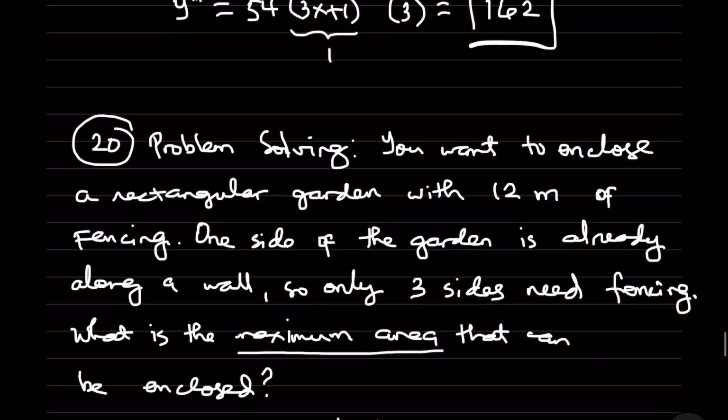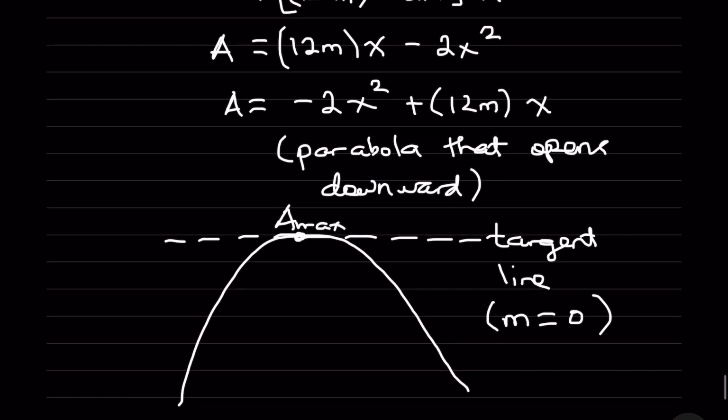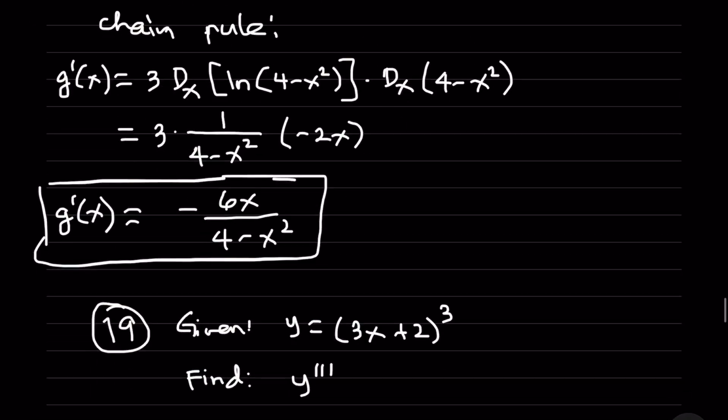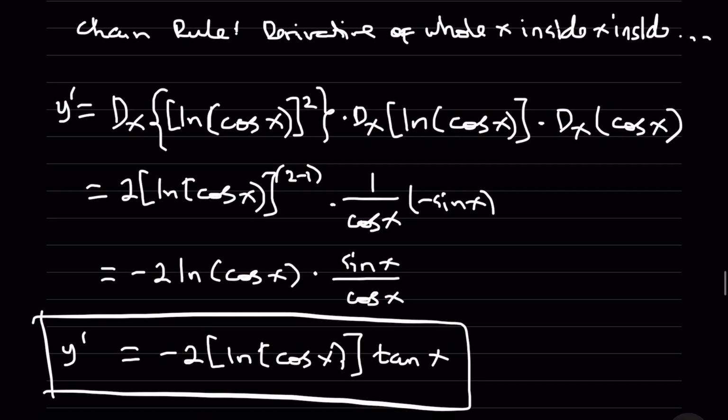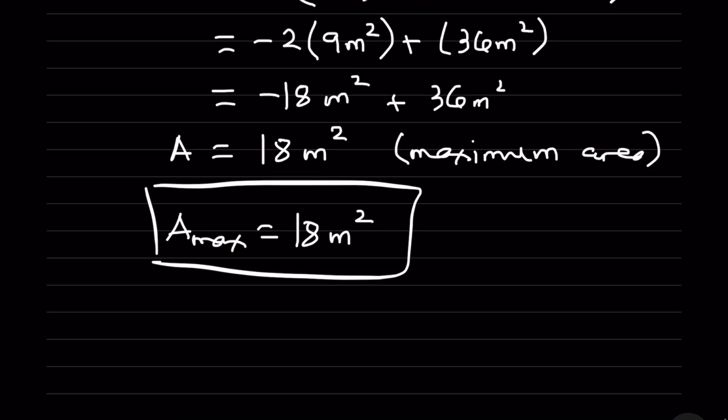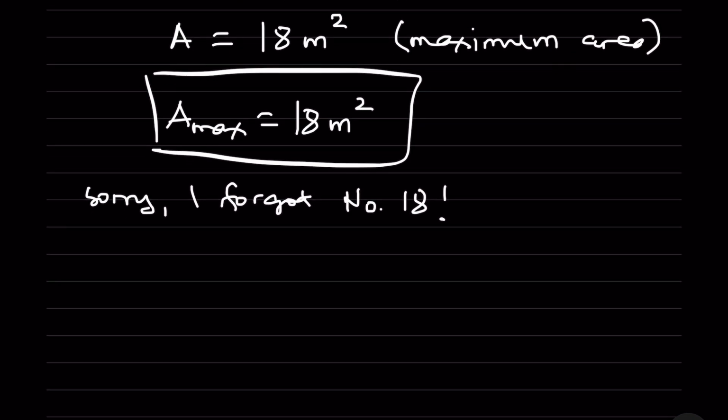This is number 20. The last one was 19 and 17. So we actually missed item number 18. So before we proceed to item number 21, let us solve item number 18.